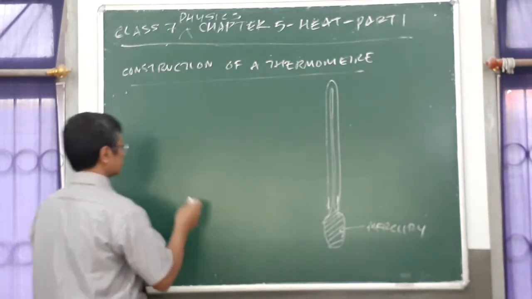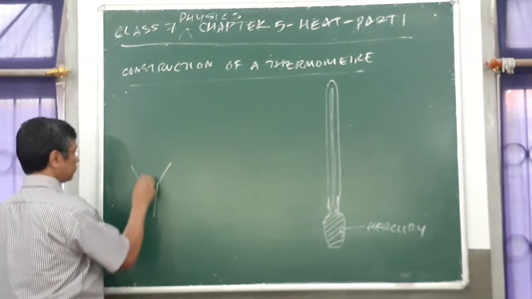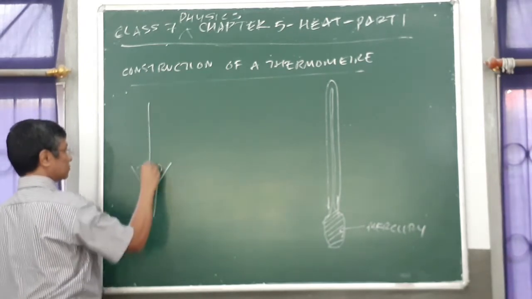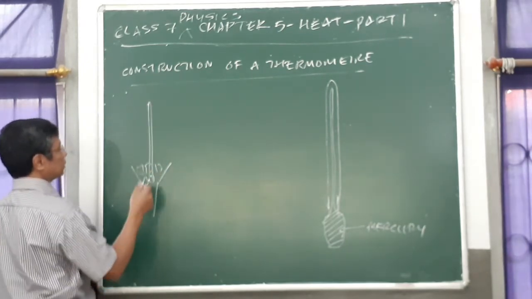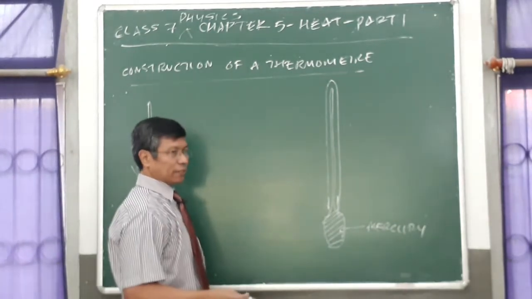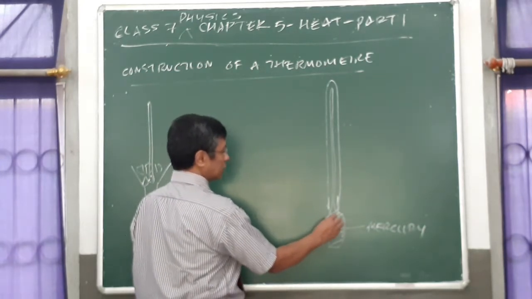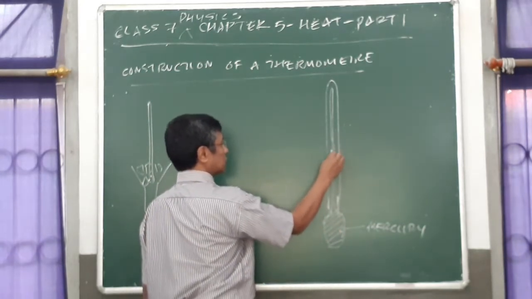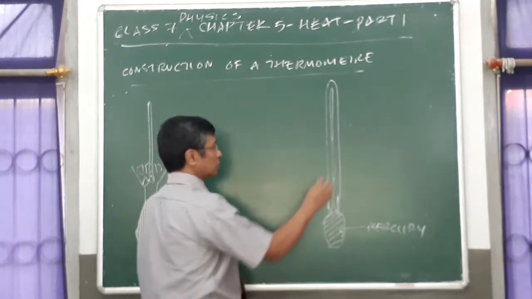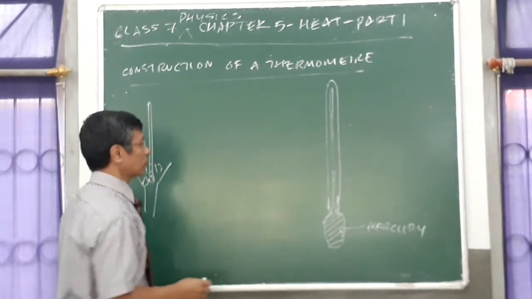So, what we do is we take a funnel, and in the funnel we put ice cubes, and we stick the thermometer in. As you know, mercury is a liquid metal and it expands on heating and contracts on cooling. So, as the mercury expands on heating, the mercury level will rise up the capillary tube, and as the mercury cools down, the mercury level will come down, and it will give an indication of the reading.